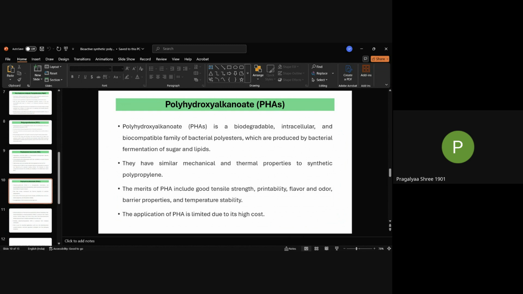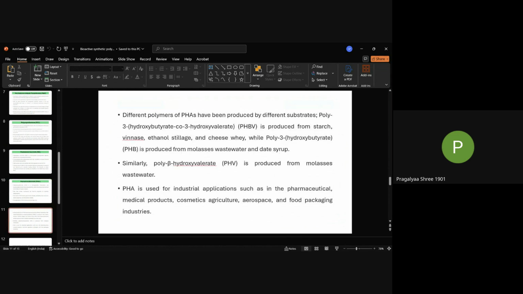The application of PHA is limited due to its high cost, because it is derived from the bacterial fermentation process, so the cost of production of this type of polyhydroxyalkanate is higher when compared to other types of polymer materials. The different polymers of PHA are produced from different substrates: poly-3-hydroxybutyrate-co-3-hydroxyvalerate is produced from starch, vinasse, ethanol stillage, and cheese whey, while PHBV is manufactured using starch, vinasse, ethanol stillage, and cheese whey. All these are used for making this type of polymer material.